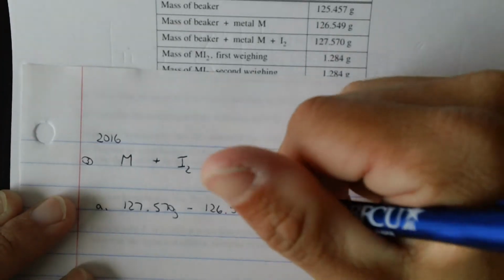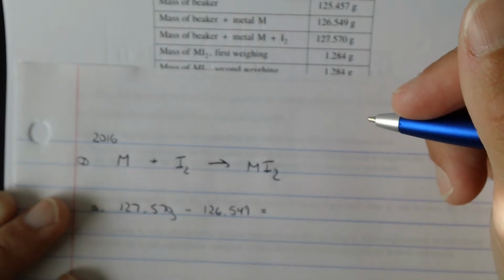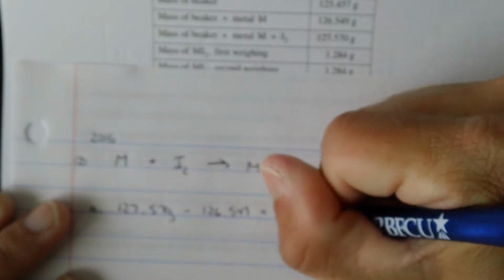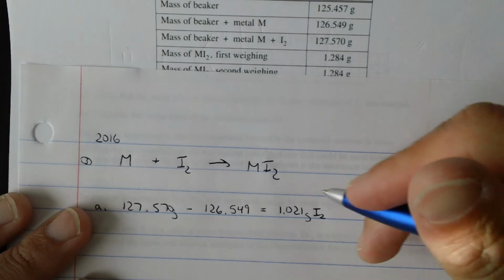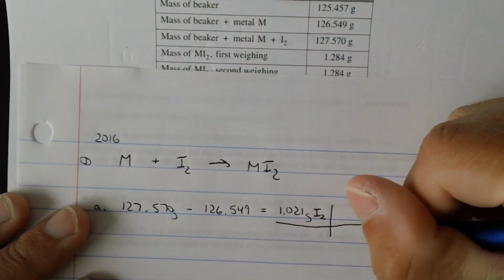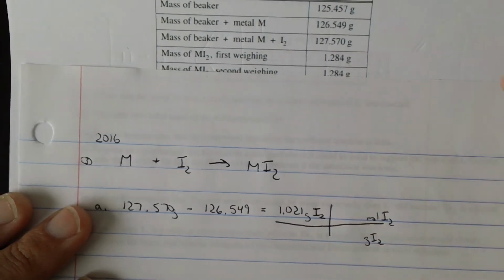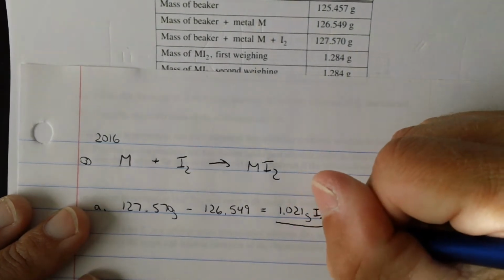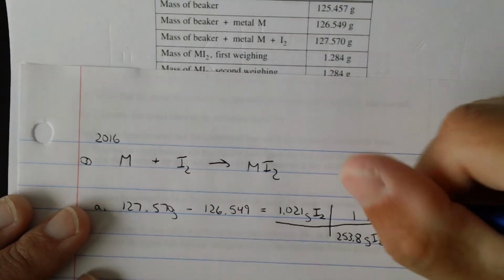Carry sig figs. These are 3 digits past the decimal. When we subtract, we should have 3 digits past the decimal when we get this answer out, which is 1.021 grams of this iodine that we started with. They want the number of moles of it. So grams of iodine to moles of iodine. We got to come up with the molar mass here. It's 253.8 grams is what I got per 1 mole.